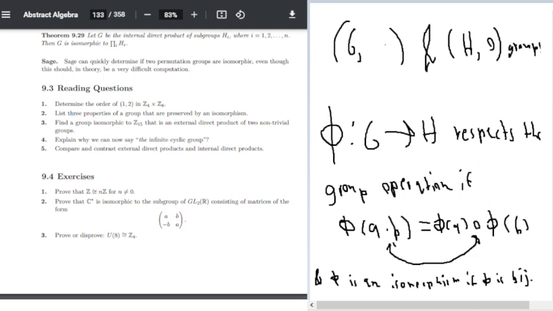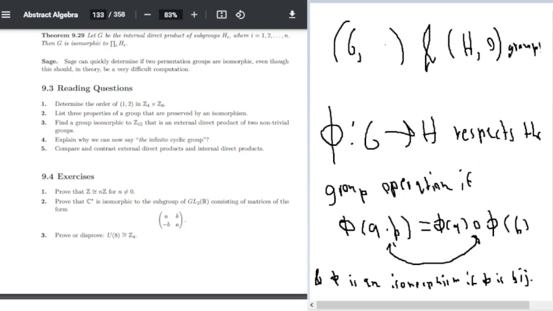List 3 properties of a group that are preserved by an isomorphism. The group operation, injectivity, and surjectivity. So like the group operation, the cardinality, and identity. 3. Find a group isomorphic to Z15 that is an external direct product of 2 non-trivial groups. So this should be Z sub 3 times Z sub 5 for that.